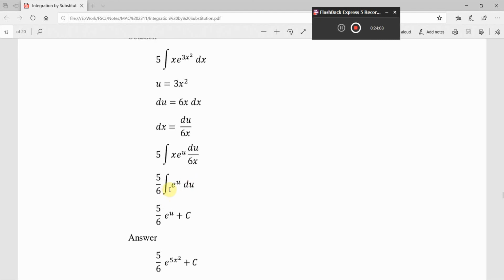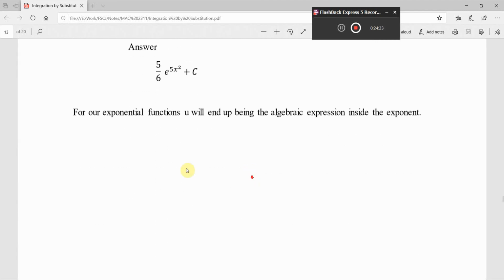The antiderivative of e to the u is e to the u, so I get 5/6 e to the u plus a constant. And then lastly, I'm going to replace u with 3x squared. So my answer is going to be 5 over 6 times e to the, and that should be a 3x squared, not a 5x squared. So that should be 3x squared plus c. For our exponential functions, u will end up being the algebraic expression inside the exponent.